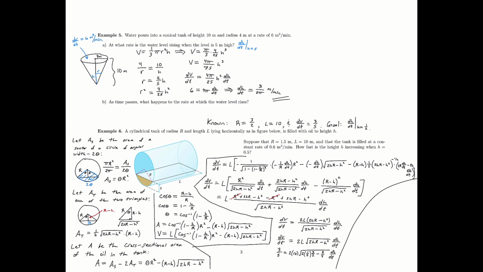If you go ahead and simplify all of that and solve, you'll get 3 over 50 square roots of 5 meters per minute. This is certainly a huge exercise in algebra.